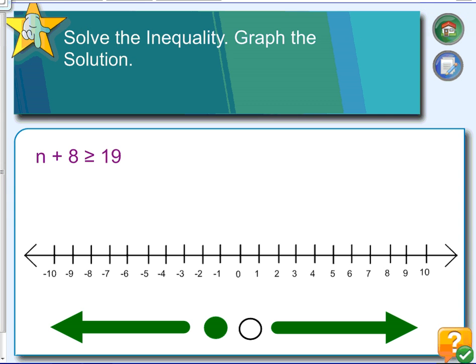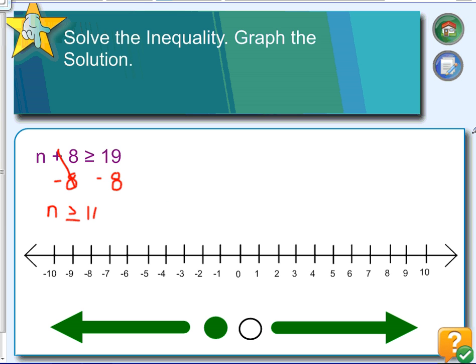Okay? So for example, we have: solve the inequality and then graph the solution. So we have n plus 8 is greater than or equal to 19. Just like we would normally solve this if this was an equal sign, we're going to subtract 8 from both sides. All right, and then I would have n is greater than or equal to 19 minus 8, which is 11.